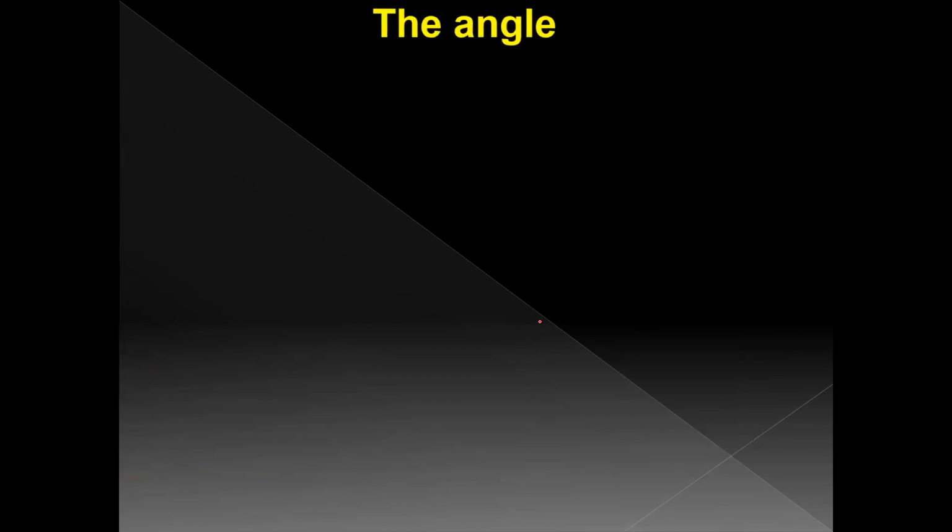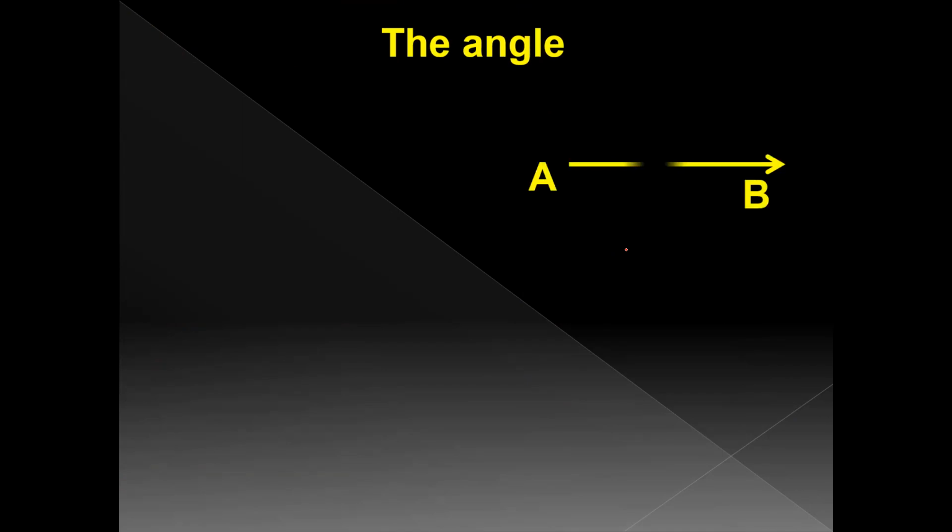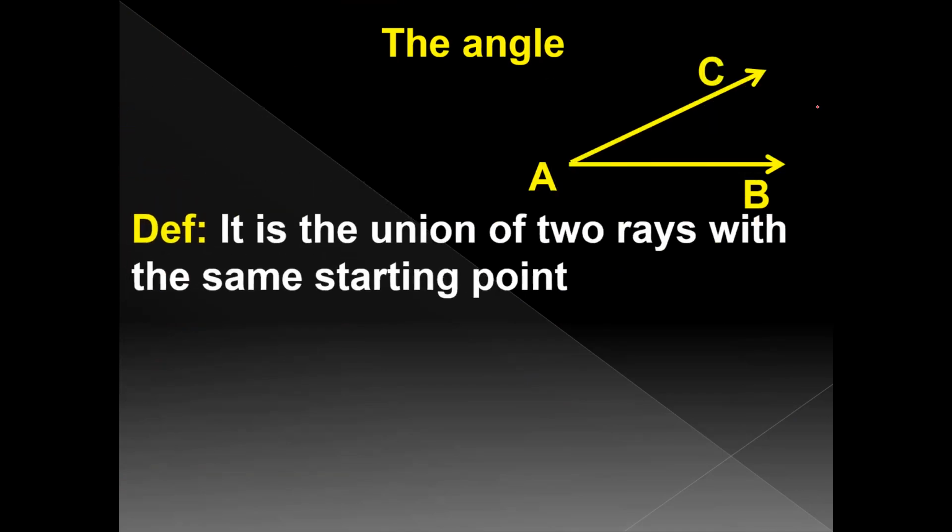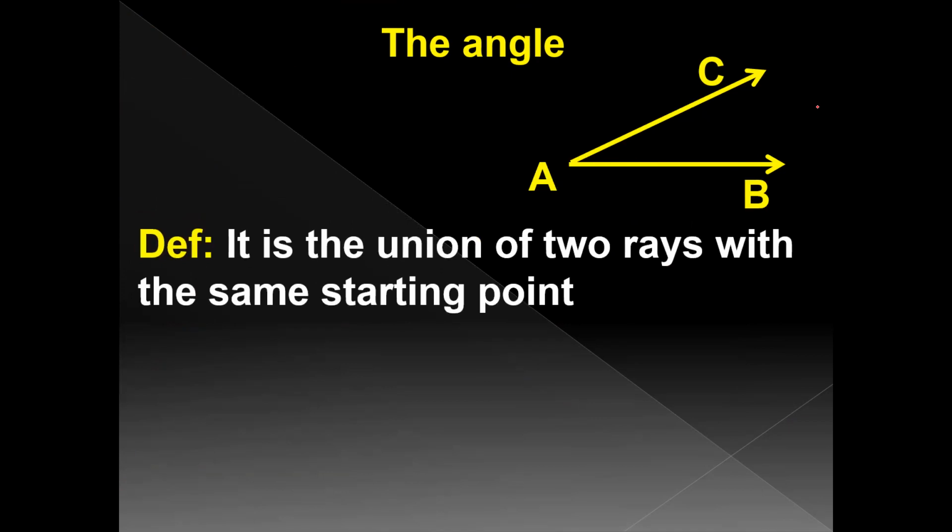The angle. What is the meaning of angle? Angle is a union between two rays with the same starting point.